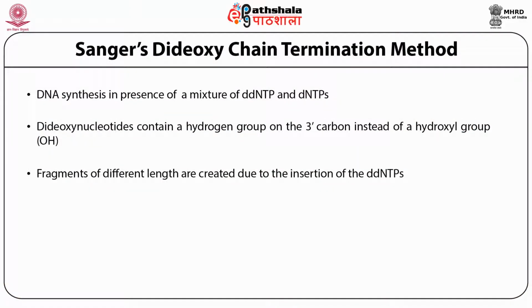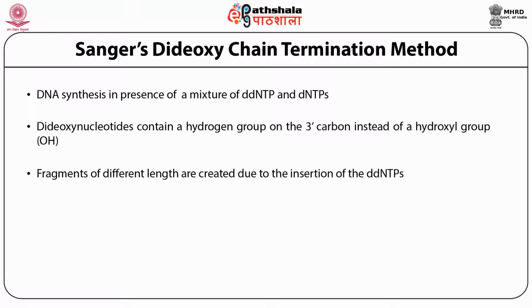Sanger dideoxy chain termination method. This method requires DNA synthesis in the presence of dideoxynucleotides, or ddNTPs, along with regular deoxyribonucleotides, that is dNTPs. Dideoxyribonucleotides contain a hydrogen group at the 3' carbon instead of a hydroxyl group that is present in normal nucleotides. When a dideoxynucleotide is incorporated, it stalls the elongation as there is no free 3' OH group for the next incoming nucleotide.